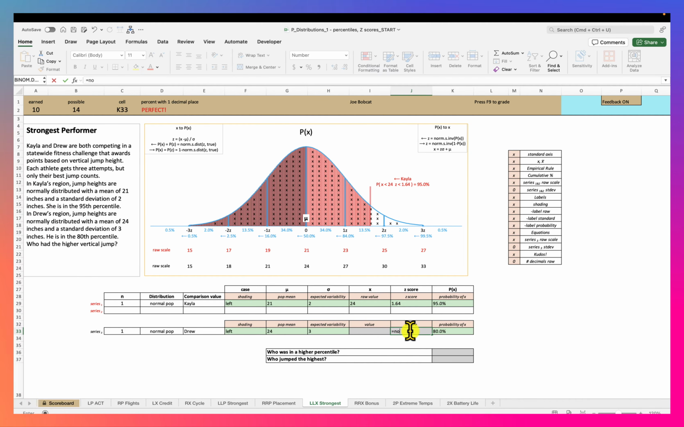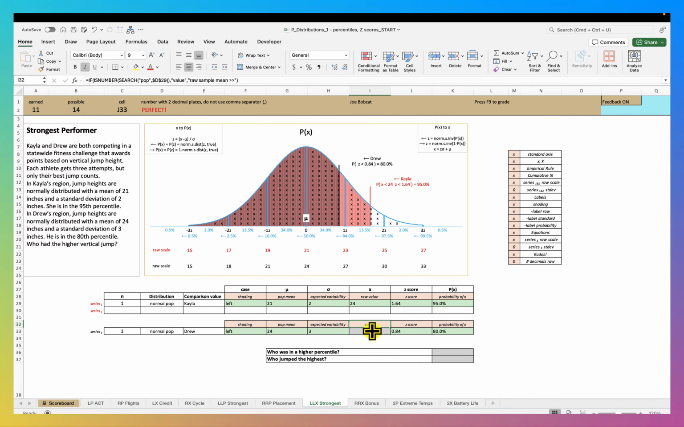So norm.s.inverse, and the value that corresponds to that is equal to that times the expected variability, or the sigma, plus mu, so 27. So Drew's jump height is 27, even though he's in a lower percentile, and Kayla's is 24, even though she's in a higher percentile. So he had the higher vertical jump.